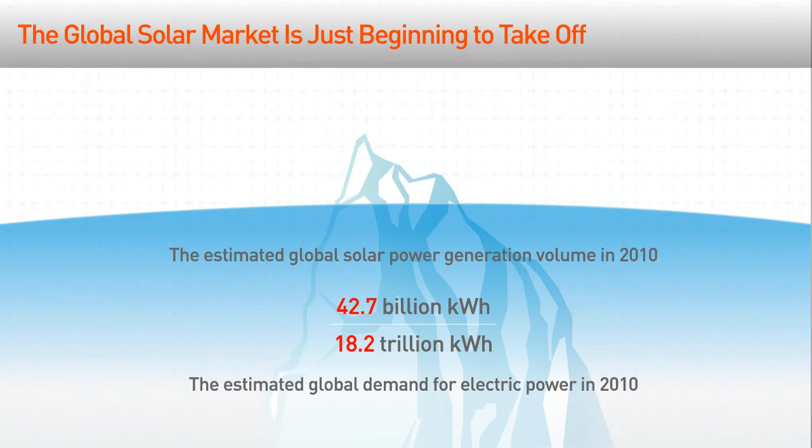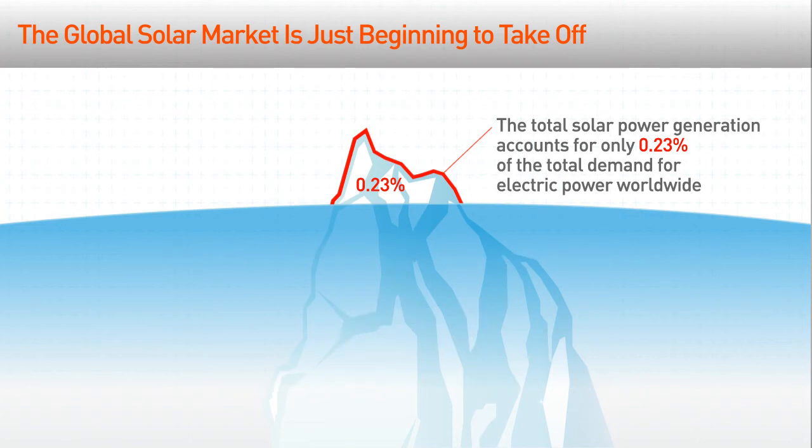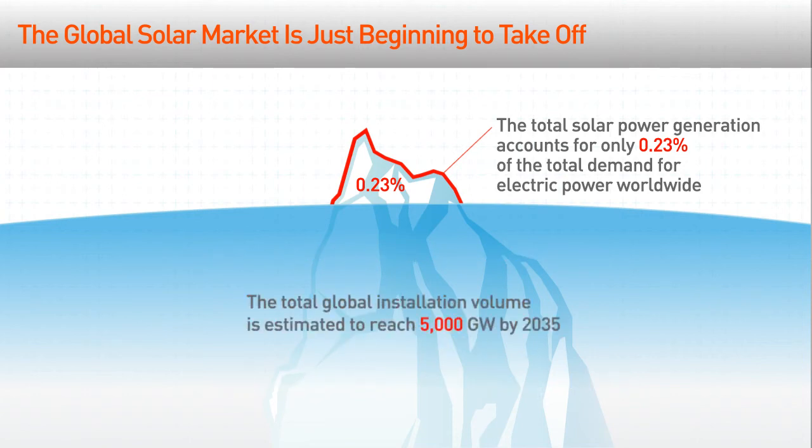However, the global solar power generation market is just beginning to take off. The total amount of solar power currently generated in the world accounts for only 0.23% of the total demand for electric power worldwide. As the total global installation volume is estimated to reach 5,000 gigawatts by 2035, it is evident that there will be a strong demand for solar power in the foreseeable future.